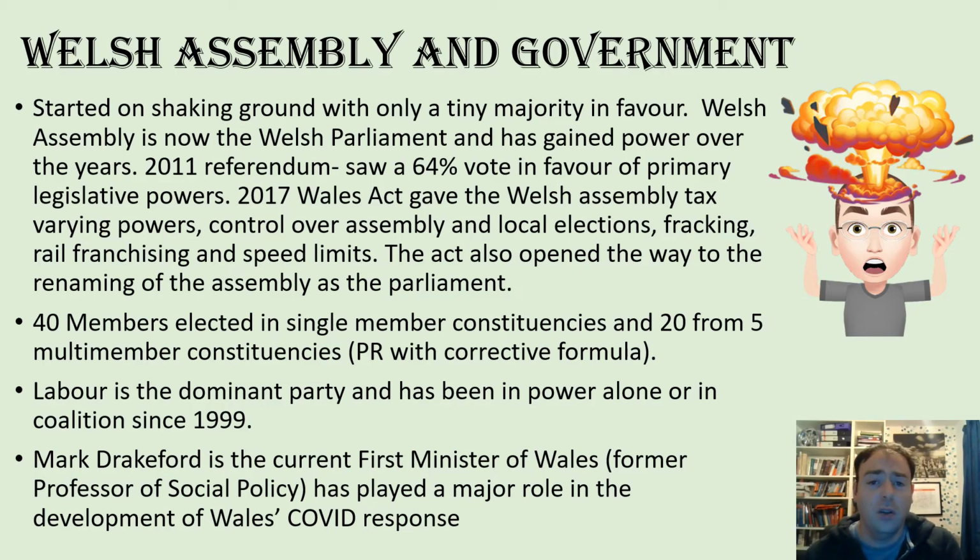So the Welsh Assembly has 60 members, 40 members elected on first past the post in single member constituencies, and 20 members that are selected from 5 multi-member constituencies using PR, again like in Scotland. This is overall an AMS system with a corrected formula to try and make it as proportional as possible. Labour has been the dominant power in the Welsh Assembly / Parliament all the way through, and has been in either power alone or in a coalition since 1999, which is the first time there was elections.